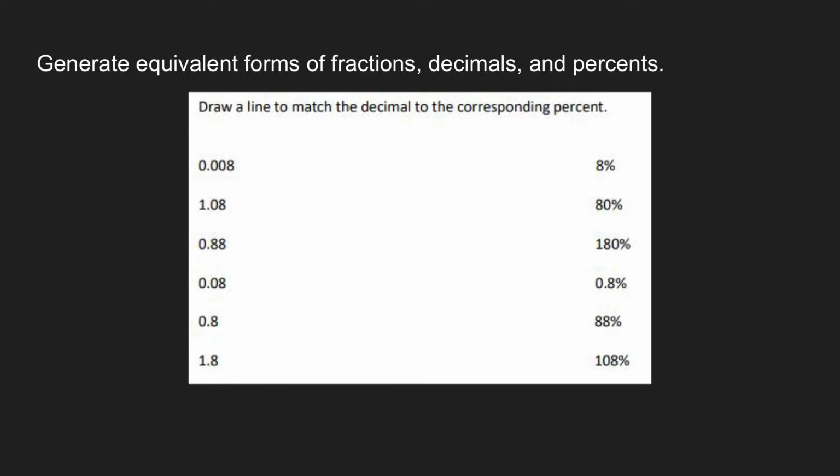All right, draw a line to match the decimal to the corresponding percent. Okay, so I'm going to start with the easy ones, like this one, 88 hundredths. So 88 hundredths is already out of 100. So I'm just going to go to 88%. This one is 8 hundredths. So that must mean it's 8%. So where's my 8%?